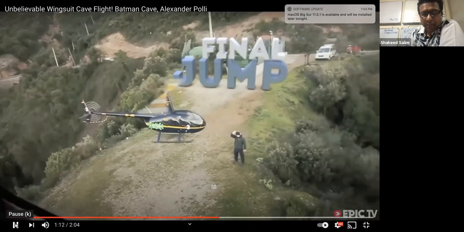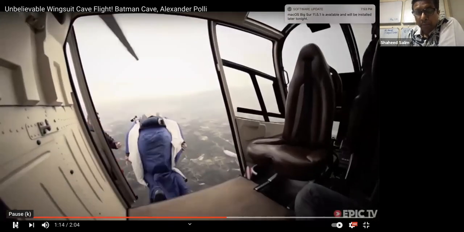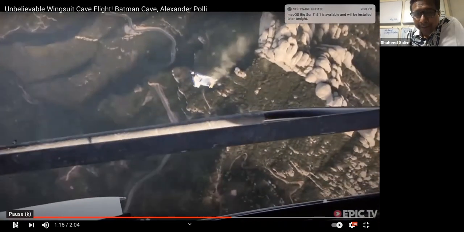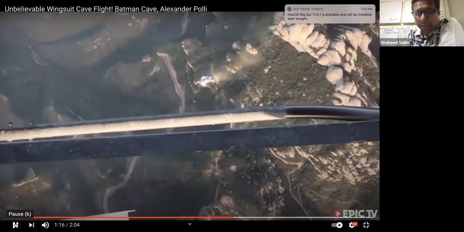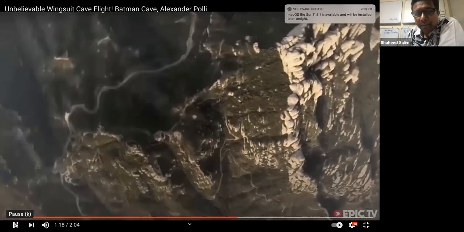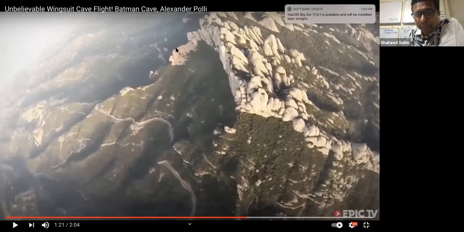Going up in a helicopter. Now imagine yourself jumping down. I do not know about you, but I'm going to feel very, very giddy. And down here, how to find that small hole? The cave. Can you see where the cave is? This small hole over here. He's going to try to glide there.